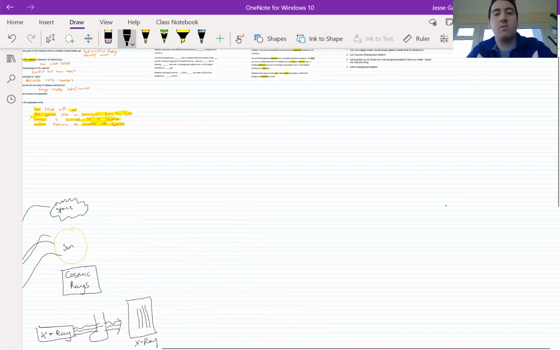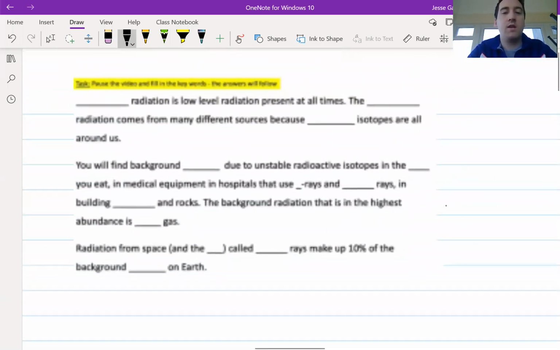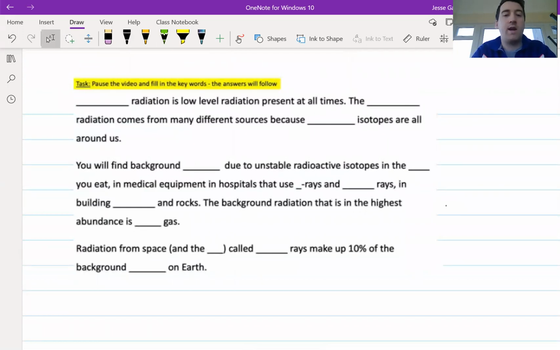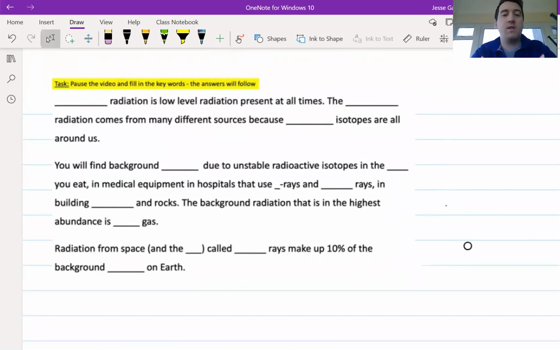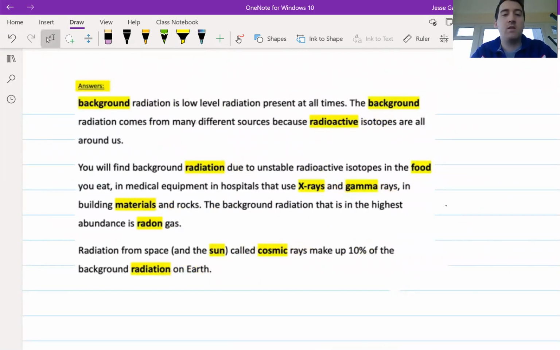Okay, time to do some practice. All right, so what I want you to do is pause the video and write out this paragraph in full. Fill in the blanks with keywords. If you've filled in the keywords, answers are coming up. Here are the answers. Let's check it.